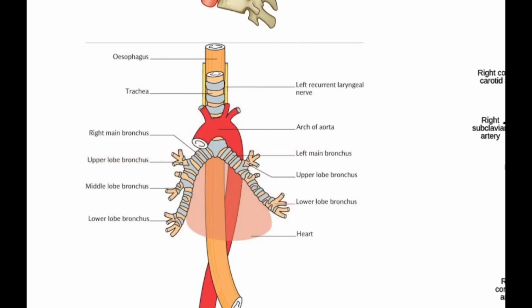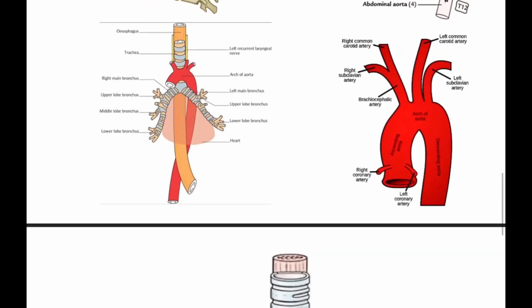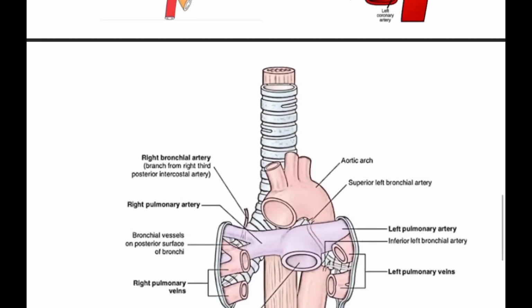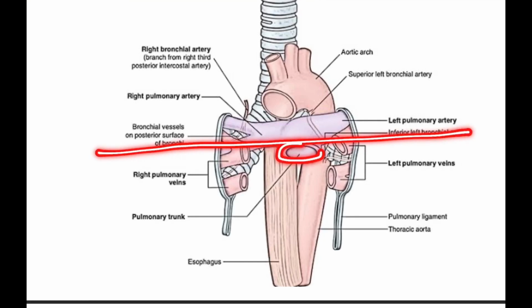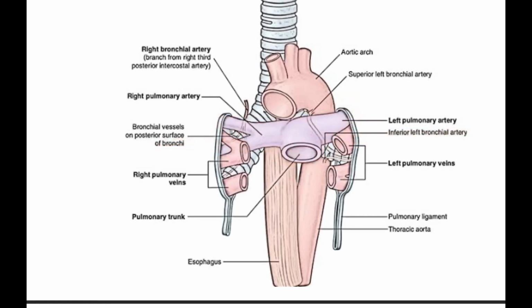So the pulmonary trunk also divides into right and left pulmonary arteries at the sternal angle. Let me show that for you. See, sternal angle, the pulmonary trunk divides into the right pulmonary artery and left pulmonary artery, and also the upper border of the heart lies at the sternal angle.